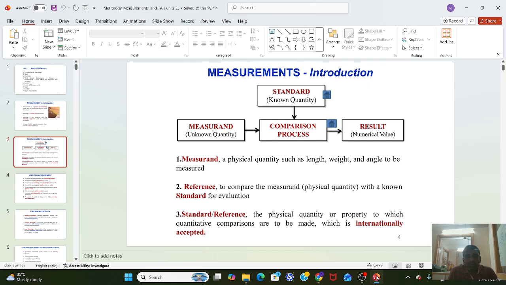First one, measurement. What is a measurement? A physical quantity such as length, weight, and angle to be measured. References to compare the measurement physical quantity with a known standard of deviation. Standard reference: the physical quantity or property to which quantitative comparisons are to be made, which is internationally accepted.